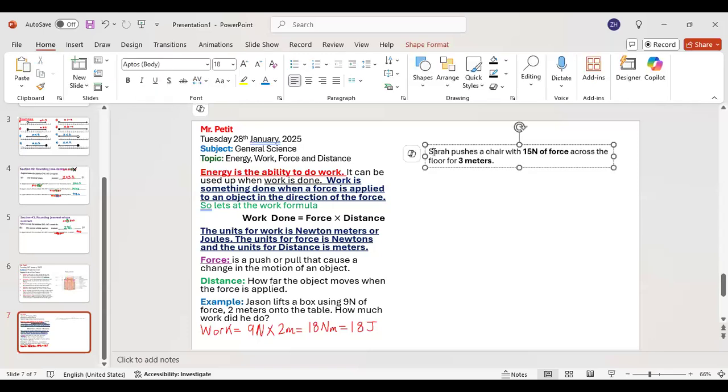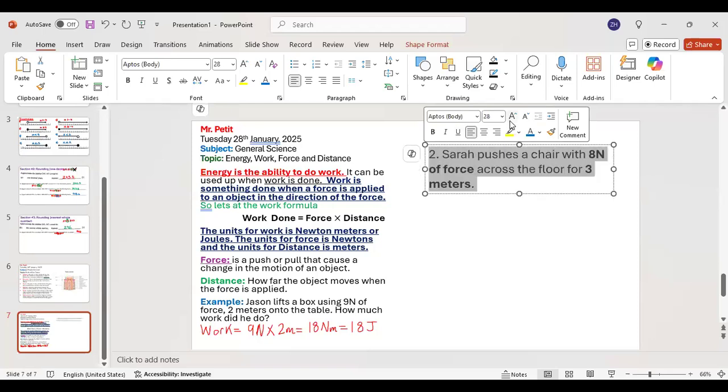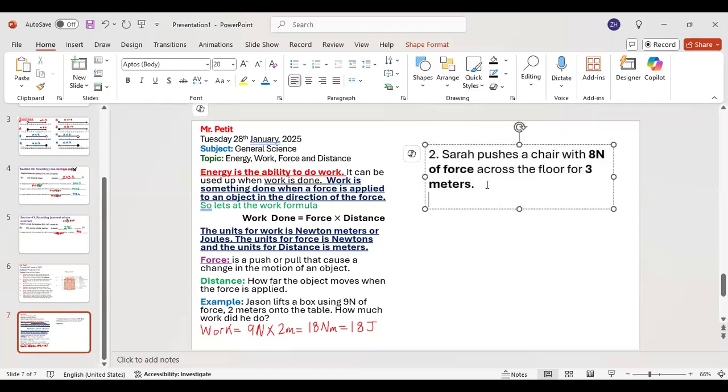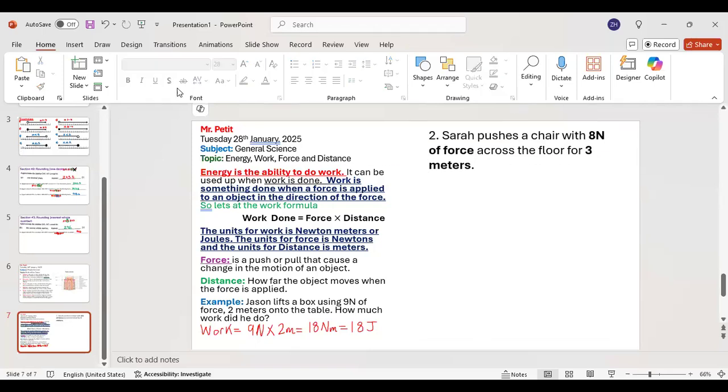Sarah, this is going to be example number 2. So Sarah pushes a chair with, let's say, 8 newtons of force across the floor for 3 meters. What's going to be her work done?